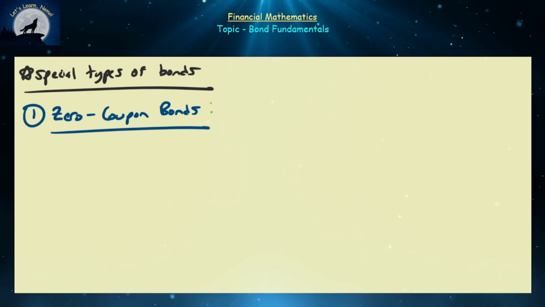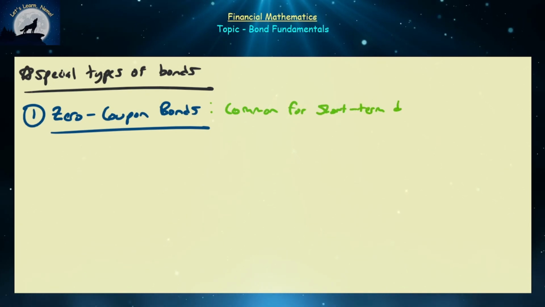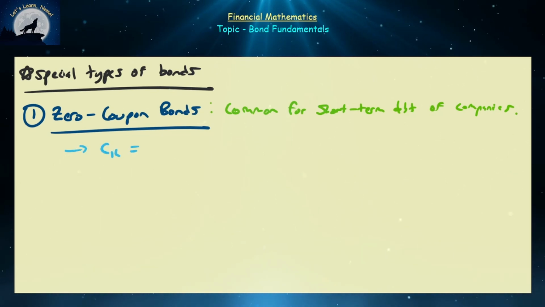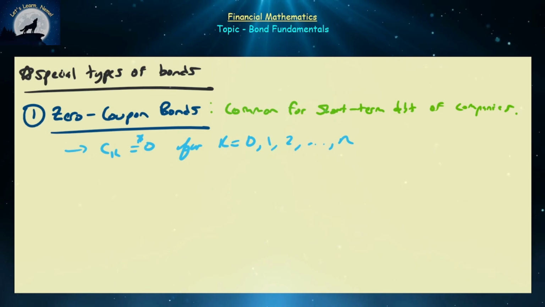Well, this is extremely common for short-term debt, D-E-B-T, of companies. Short little ventures. So what exactly is a zero coupon bond? Well, it is precisely what it says. It just means that each of our coupons is going to be equal to $0, and this is going to be true for k is equal to 0, 1, 2, all the way down to m.